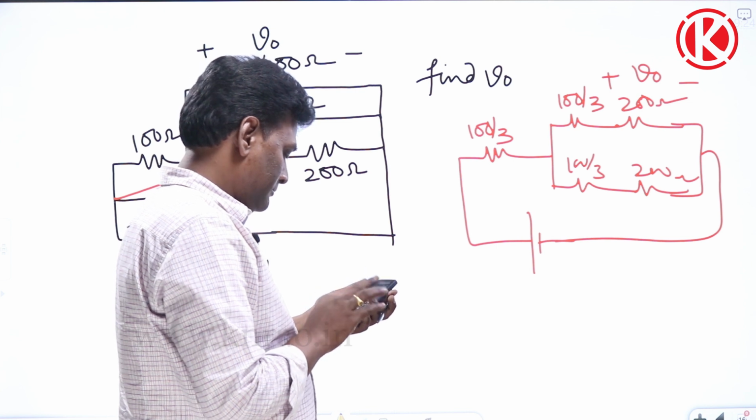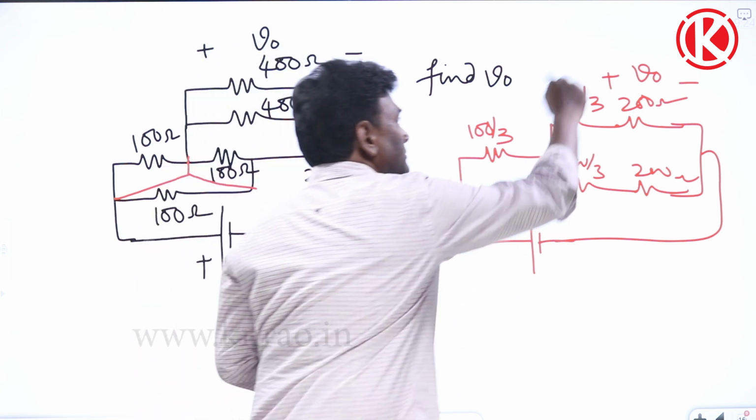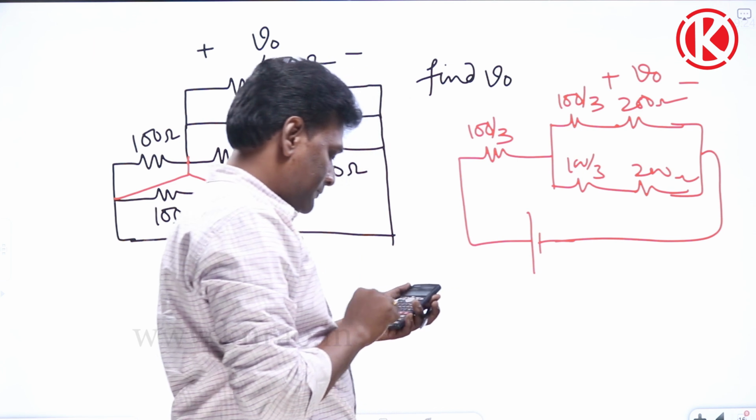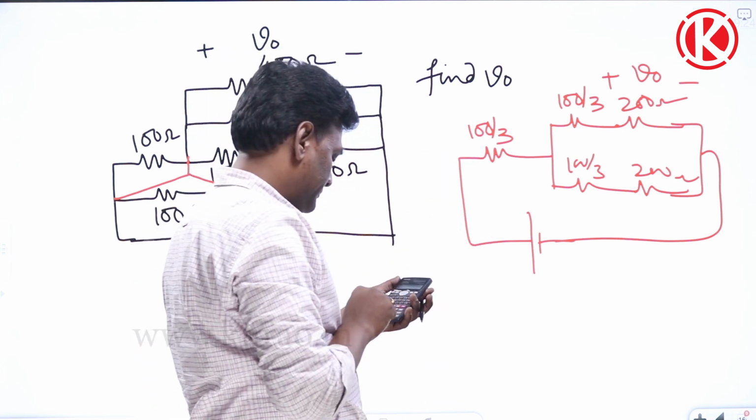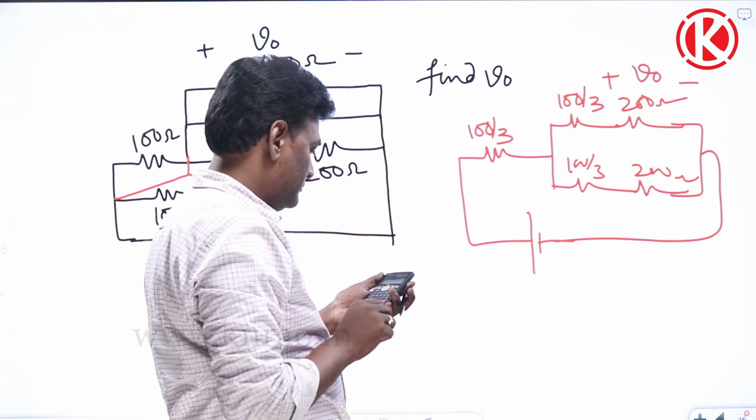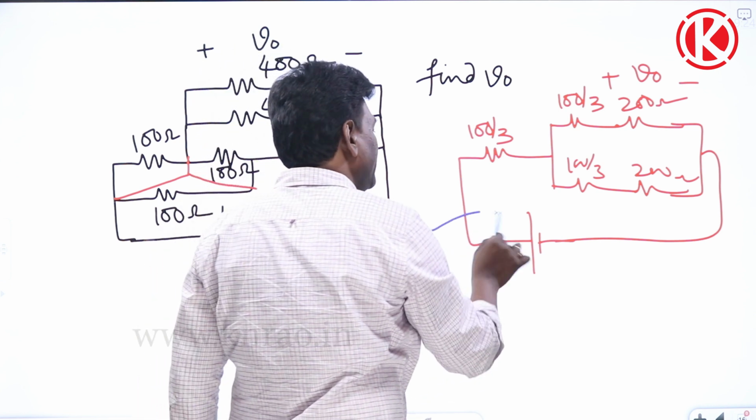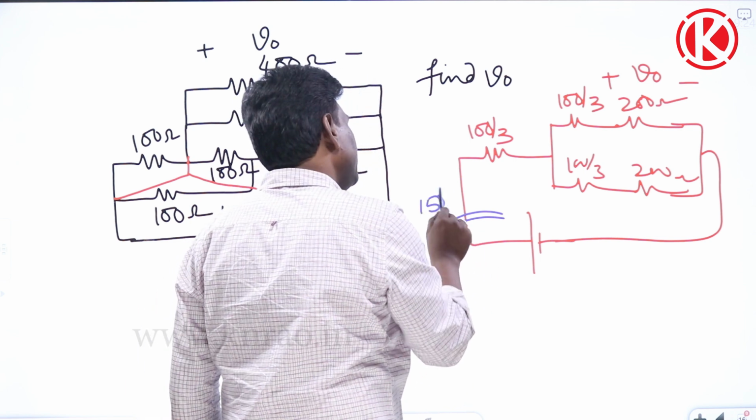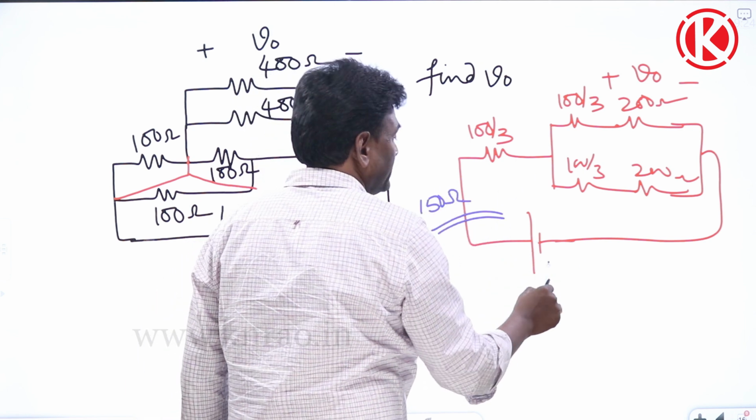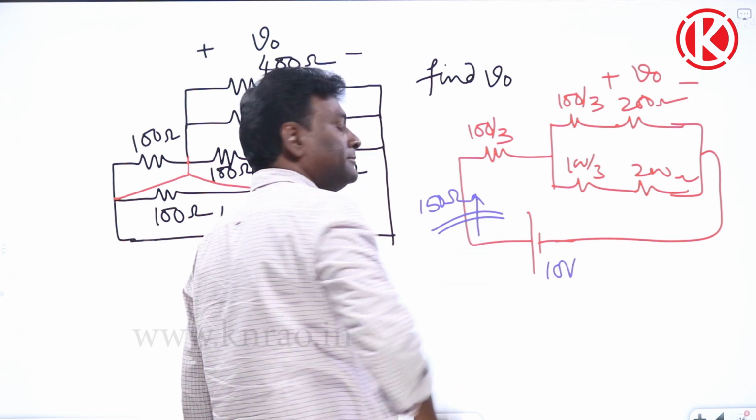100 by 3 plus 200 divided by 2 plus 100 by 3, 150. So, the equivalent impedance across this particular voltage source is going to be 150 ohms. And what is the voltage? 10 volts. Now, try to calculate current.